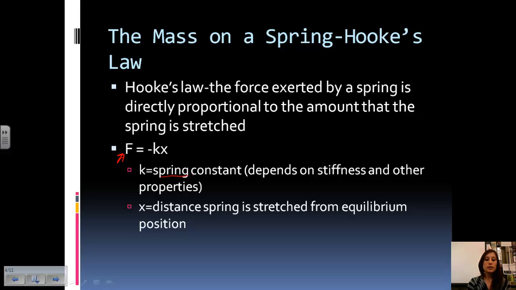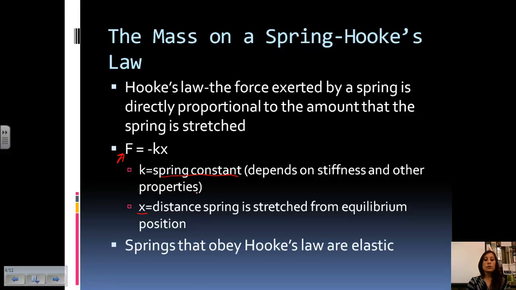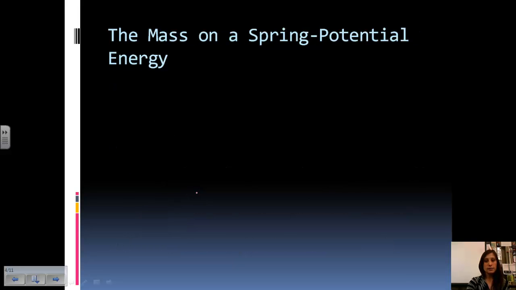K is what's called the spring constant. This depends on a lot of things. It's kind of like the coefficient of friction. It depends on the stiffness and other properties of the spring. And then x represents the distance that the spring is stretched from its equilibrium position. Equilibrium usually being, if you just held the spring up, it wouldn't be stretching any, and then you would apply that force to stretch it. So springs that obey Hooke's law are considered to be what are called elastic.